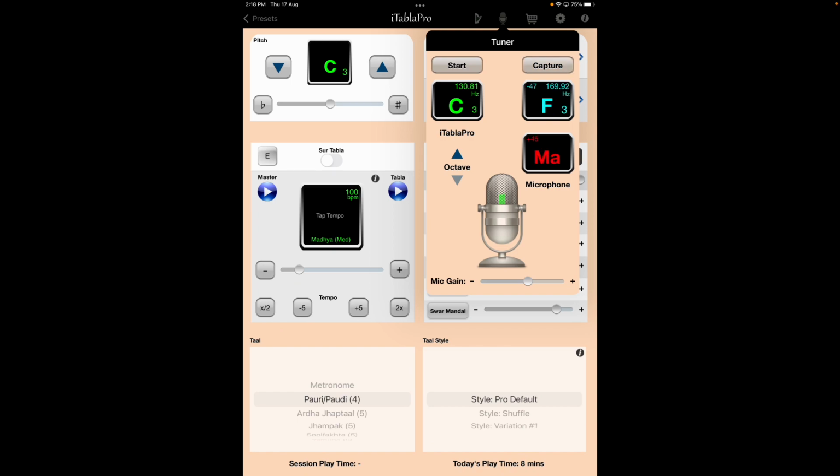So many nice things I'm learning. What else do you play? You can also use a tuner like this. Yes, sir, I use it. You use the iTabla Pro? Not Pro, the free version. Free version, okay. But you use that feature? Yes, sir. Okay, good.